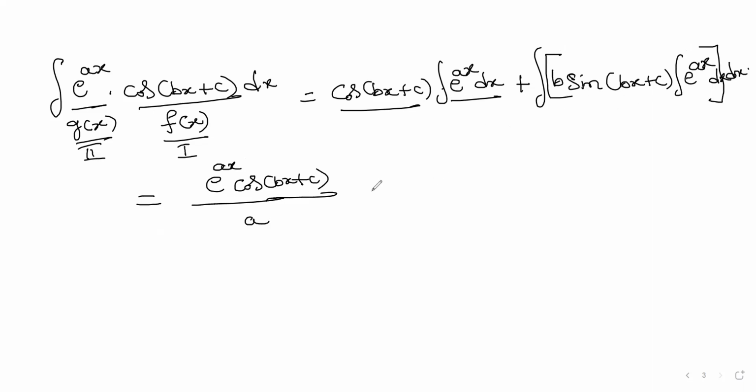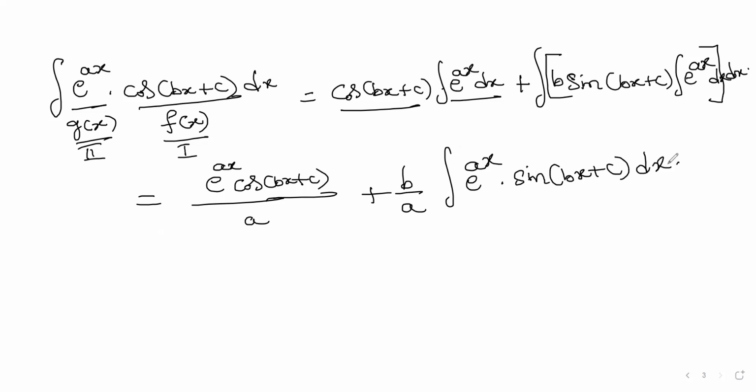And now in the second one, I get b as a constant, and then the integral of e power ax is e power ax by a. That is also a constant. So I get b by a over there. And then the integral of e power ax times sin of bx plus c dx. This is what I get.